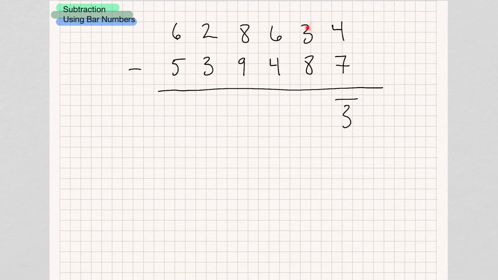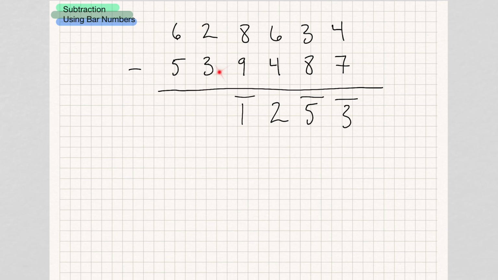Next, we have 3 minus 8. Instead of 3 minus 8, we'll do 8 minus 3. 8 minus 3 gives us 5. And we write a bar above it. Now we have 6 minus 4. 6 minus 4 gives us 2. 8 minus 9 we can't do, so let's do 9 minus 8. 9 minus 8 gives us 1. And we write a bar above it.